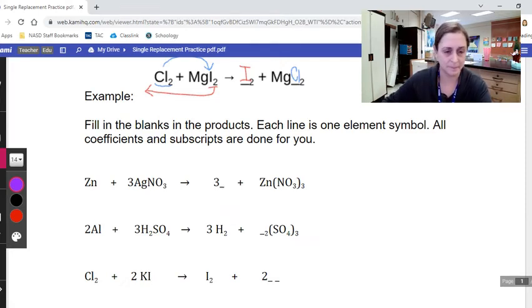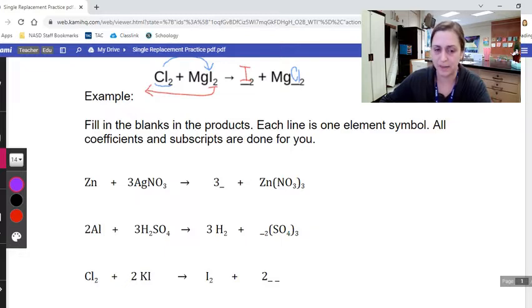Zinc is an element. AgNO3 is called silver nitrate. That's a compound. I can tell because there's silver atoms and nitrogen atoms and oxygen atoms, so they're different elements together. That's the compound. Those are going to react to form blank and zinc nitrate.